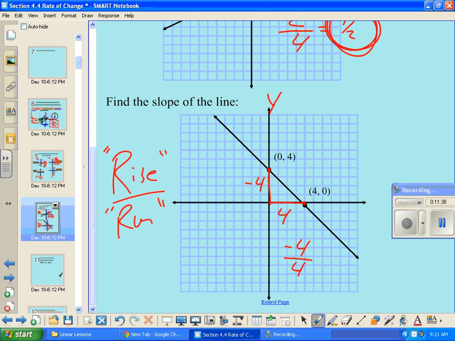And what do you know? Negative 4 over 4 gives me negative 1, which is negative. That's the type of slope line that I have. So again, you see the numbers will work out too. In terms of if I have a negative slope line, I should get a negative number for my answer.